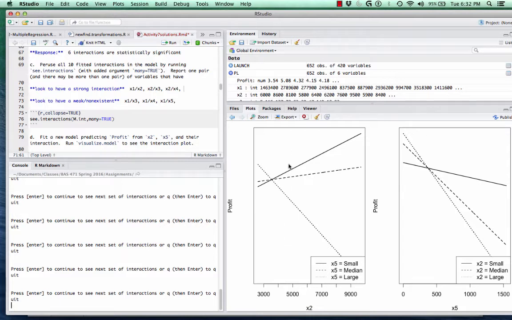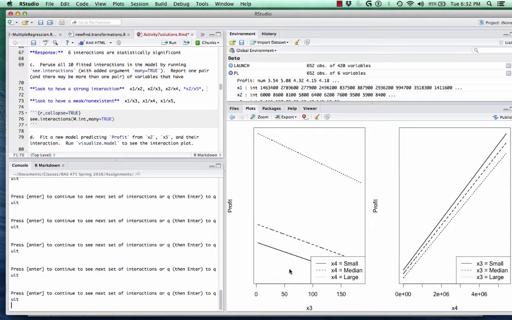Here's a very strong interaction where when we look at the relationship between profit and x2, the relationship is very strong and negative when the individuals have large values of x5, but it's actually somewhat positive when we look at individuals with small values of x5. So this is a very strong one. I'm going to put that with asterisks just to remind myself how strong that was.